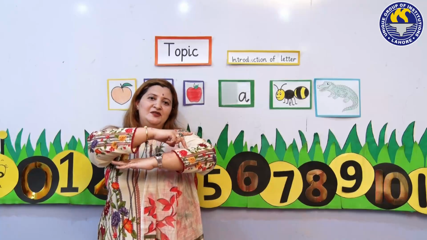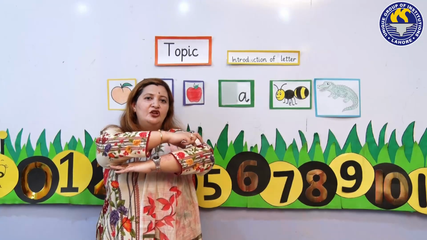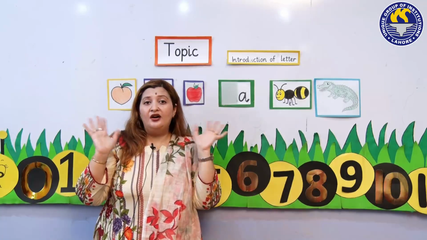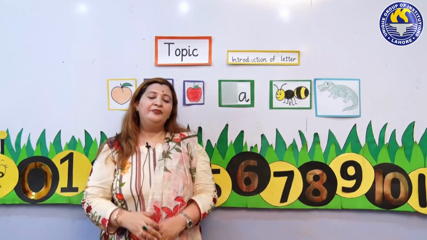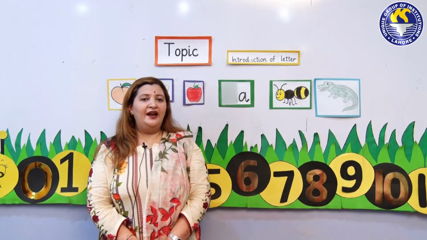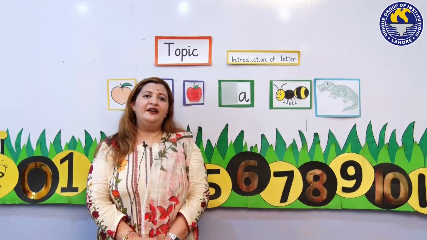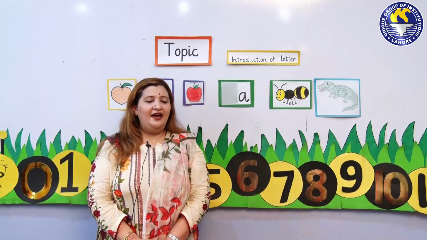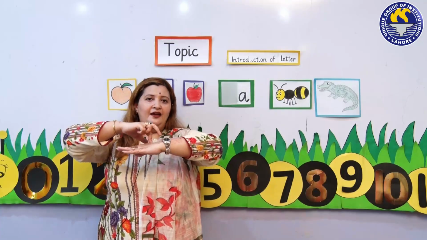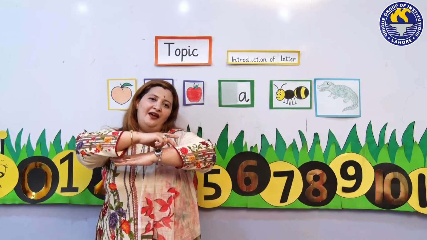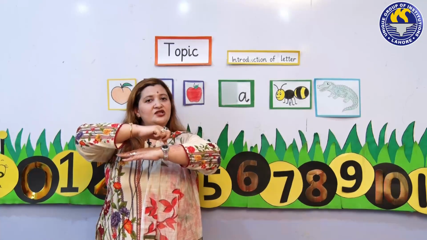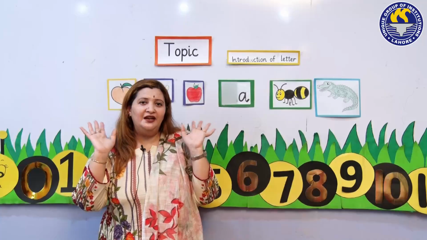Ants on my arms. Ants on my arms. Ants on my arms, they're causing me alarm. What is this? This is the sound and action of letter A. A. Come on everyone, do again. Ants on my arms. Ants on my arms. Ants on my arms, they're causing me alarm.